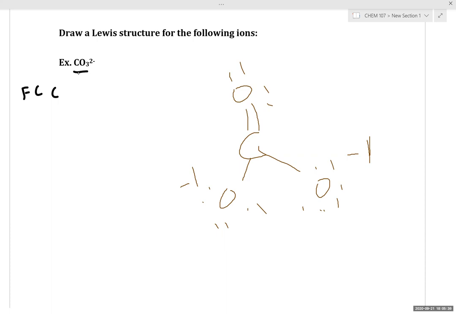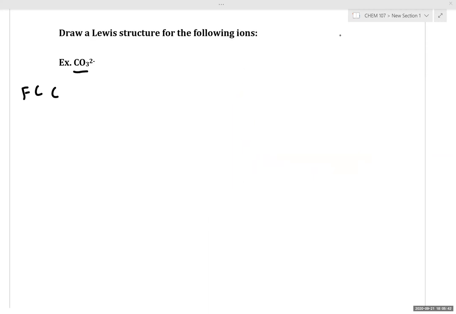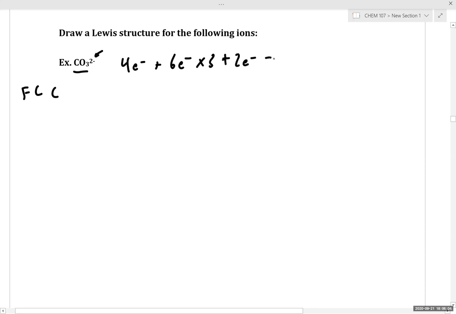So let's write out the instructor solution for this problem, and let's discuss this example. So for carbonate, carbon contributes 4 electrons to our total. Oxygen contributes 6 electrons, and we have 3 oxygen atoms. Since we have a -2 charge, we add 2 electrons to our total, and that in turn gives us 24 electrons. Carbon goes in the center, surrounded by our 3 oxygen atoms, and we form 1 bond each.